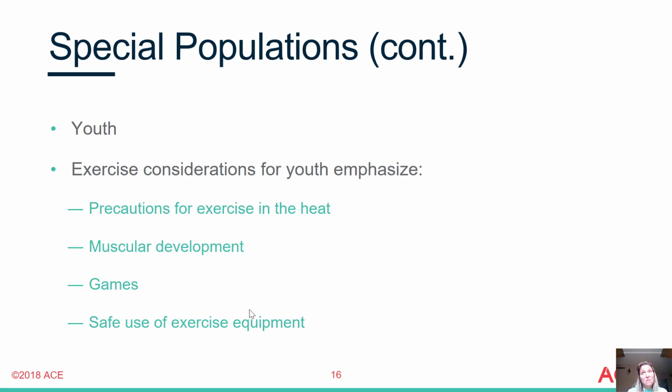So again, be cautious of those hot environments. For children, max heart rate is much higher than in the adult population. It's usually between 200 and 205 beats per minute. Blood pressure responses during exercise are similar among youth and adults, although systolic blood pressure changes during exercise tend to be lower in children. There's a lower systolic change.